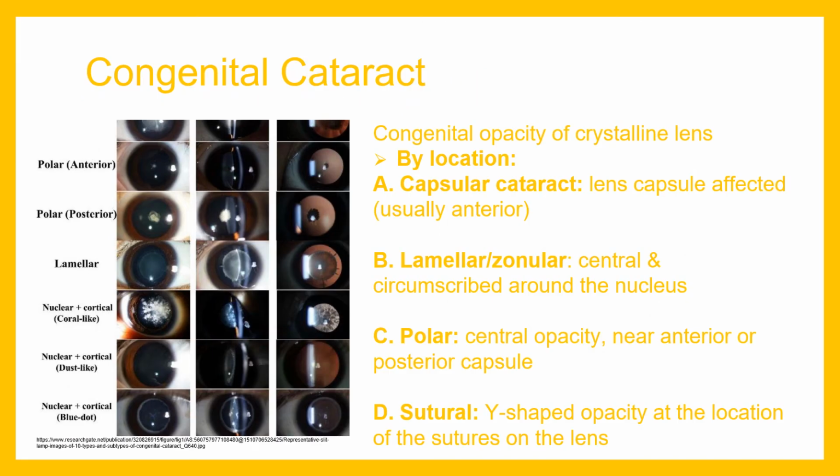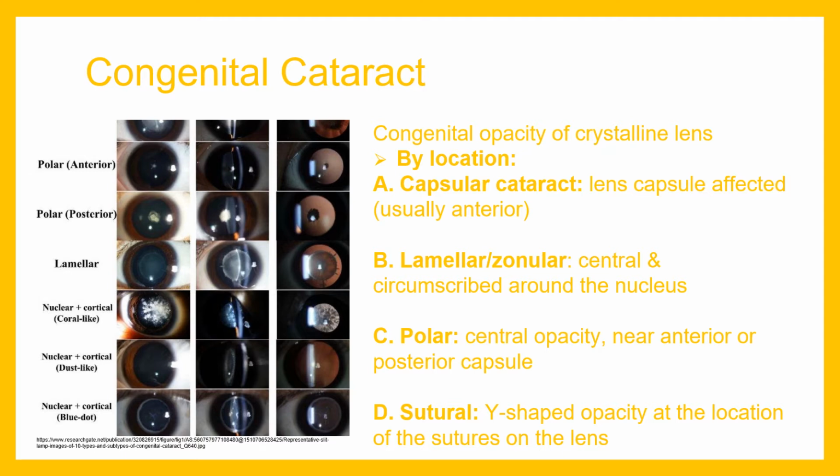Congenital opacity of the lens can be categorized by location. Capsular cataract is when the lens capsule has been affected, usually on the anterior side of the lens. The lamellar or the zonular location involves the central and the circumscribed areas around the nucleus. The polar regions are the central opacity near the anterior or the posterior capsule.